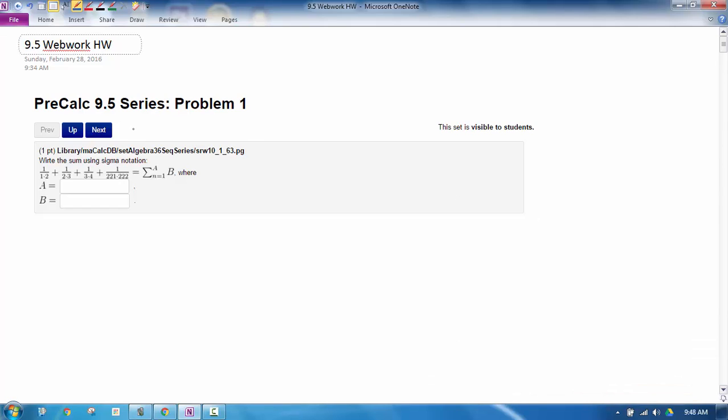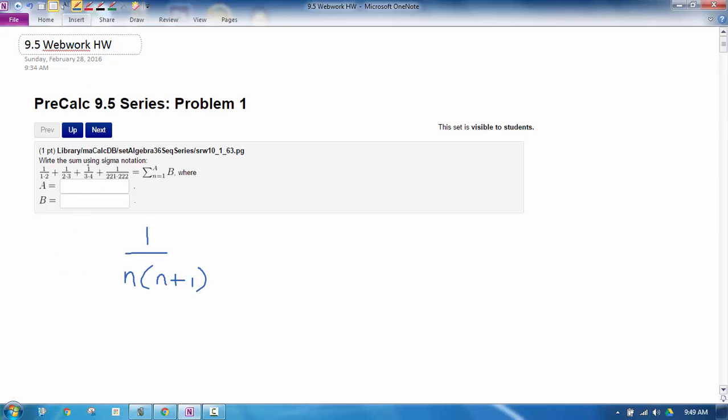Okay, this is 9.5 homework. The first problem gives us this one right here. The nice thing is the way they wrote it, we can easily tell what B and A are. It looks like we're doing 1 over n times n plus 1. And this is sigma notation.